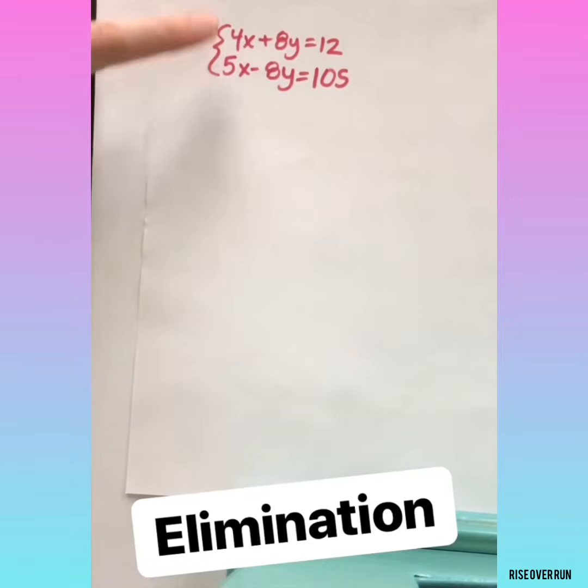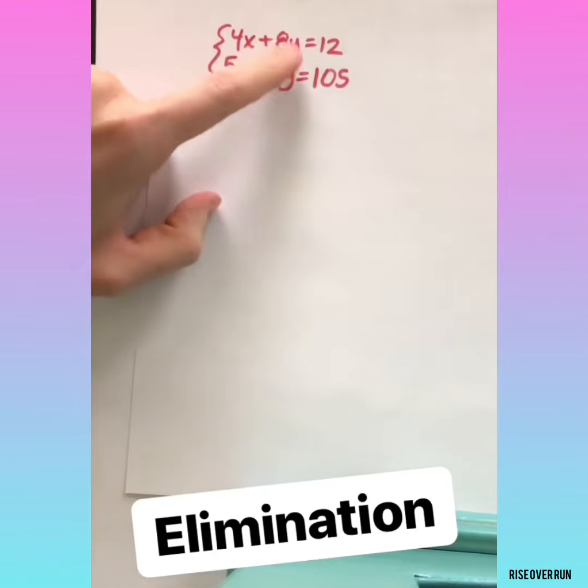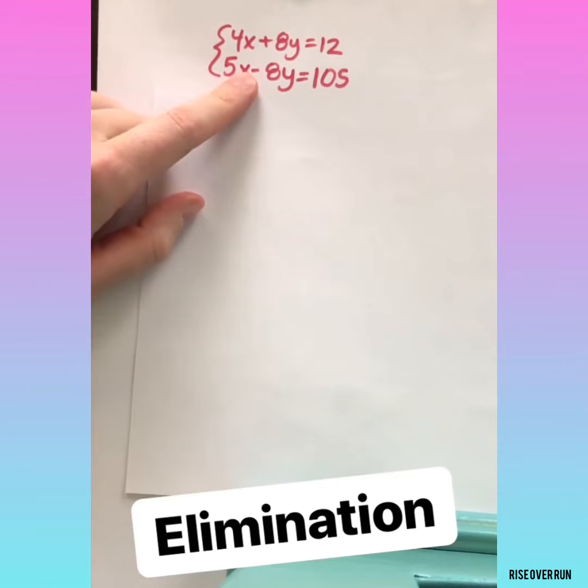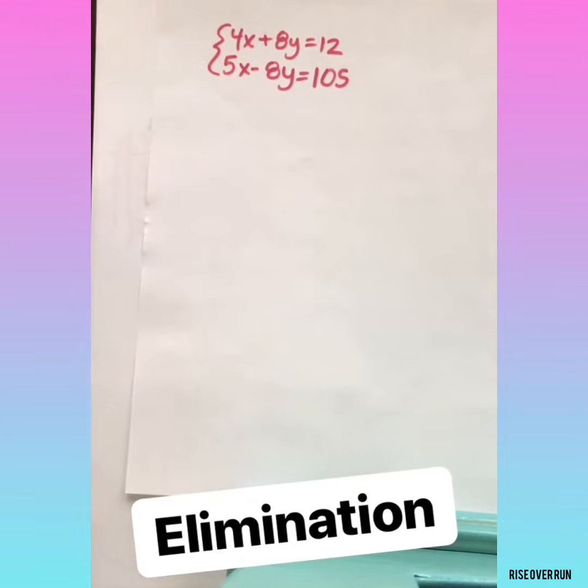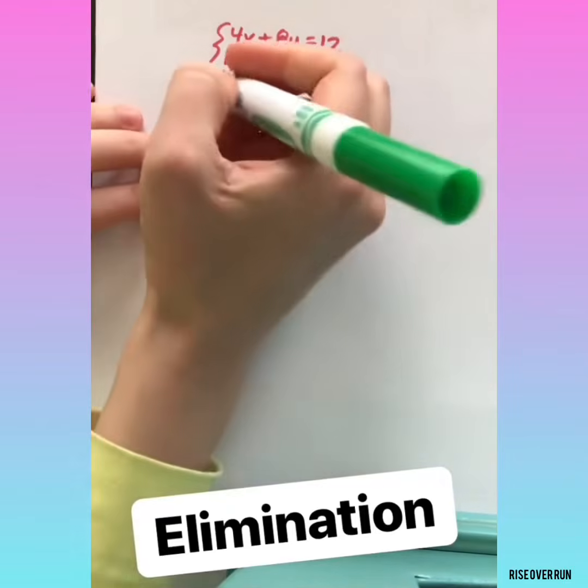Let's look at this system. These are both in standard form. If I wanted to use substitution, I would need to isolate one of these variables. Or I can use elimination. So let's walk through what elimination is and why it works.